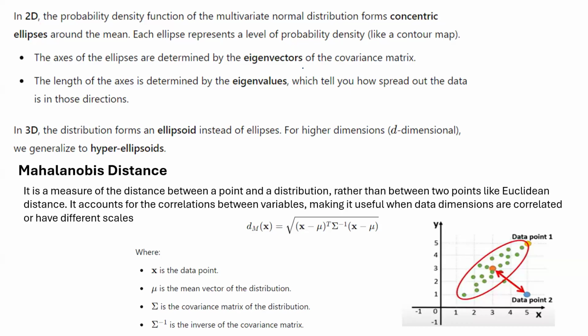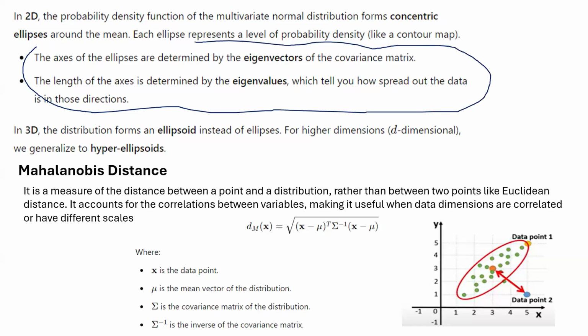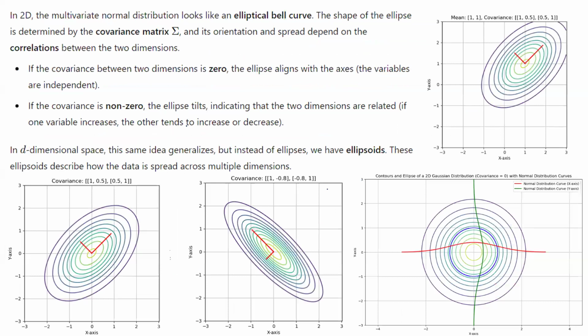Now, what this slide is saying is also very important. If you calculate the eigenvectors of the covariance matrix, they represent the axes of the ellipse. What are the axes of the ellipse? These are the axes of the ellipse. This is called the major axis and this is called the minor axis. So these axes are represented by the eigenvectors of the covariance matrix.